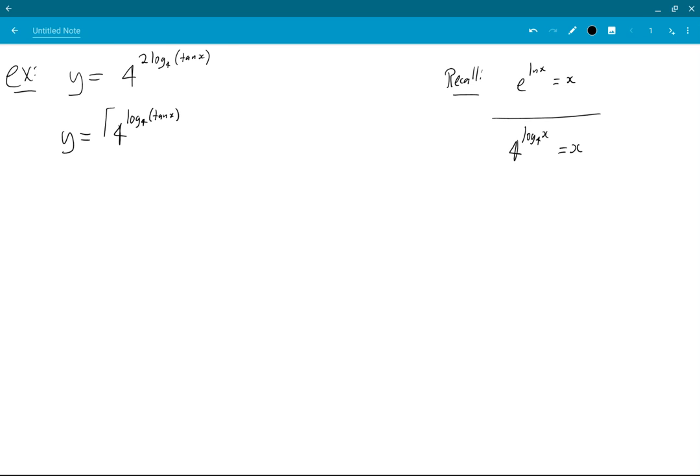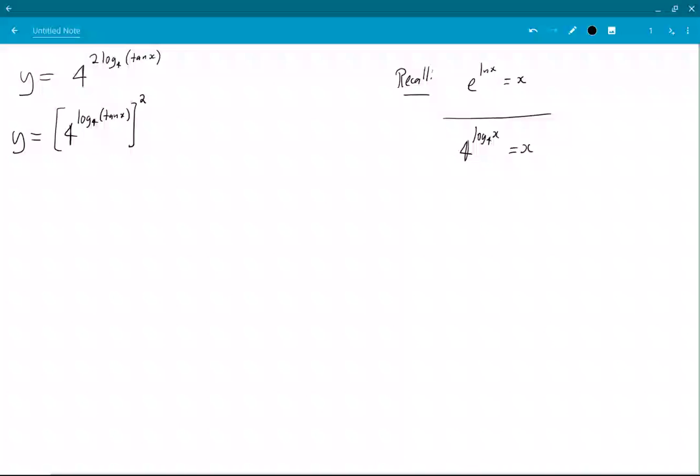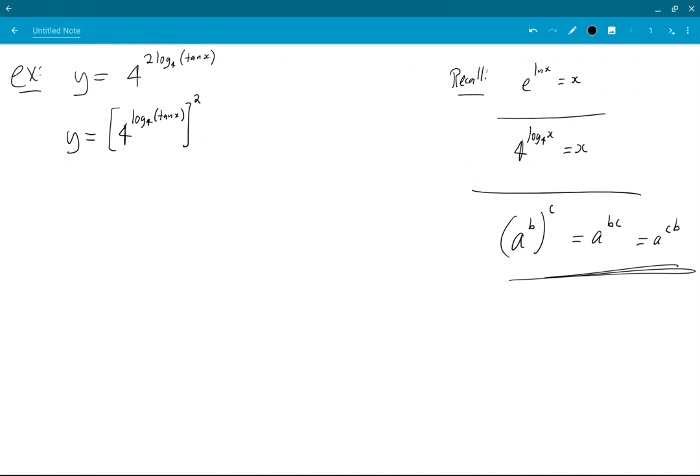Now where does that 2 go? Well, that 2 has to go to the outside here. This is a rule here. A to the power of b to the power of c is a to the b times c, or a to the c times b. So I'm using this sort of in reverse to get this thing here. The whole point of that is to get the 4 and the log 4 beside each other because they cancel.